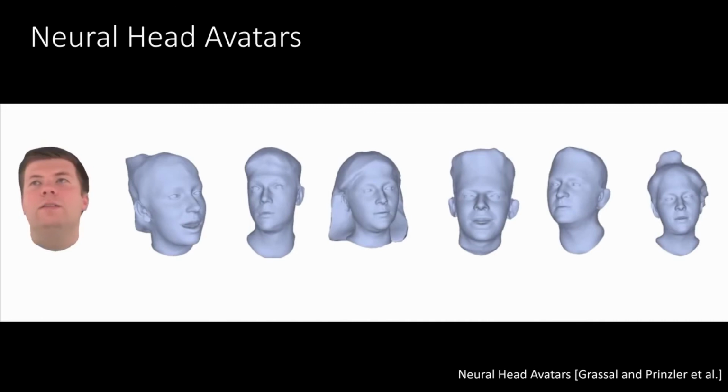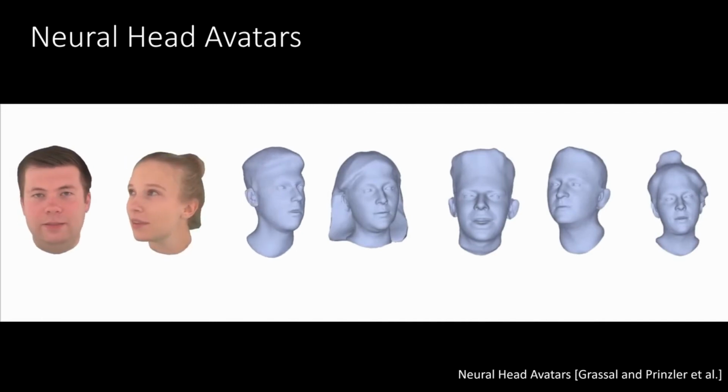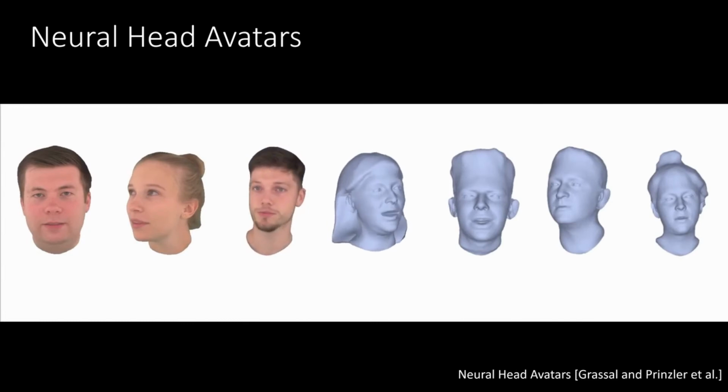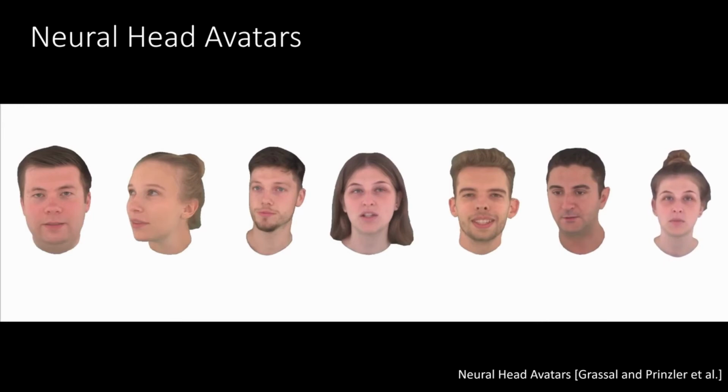Here you can see a variety of different faces. And the interesting thing is that you can also represent different types of hair. So also like the long hair here is recovered. So these two approaches that I just showed are either implicit or explicit.